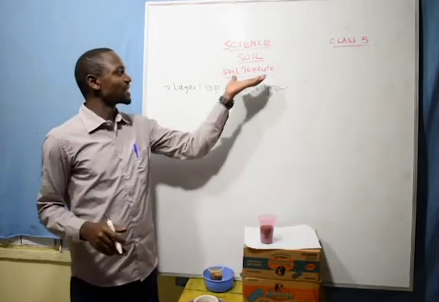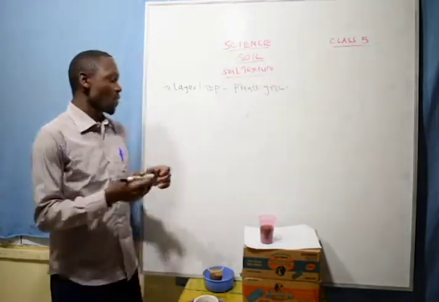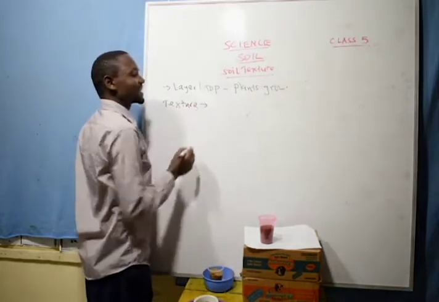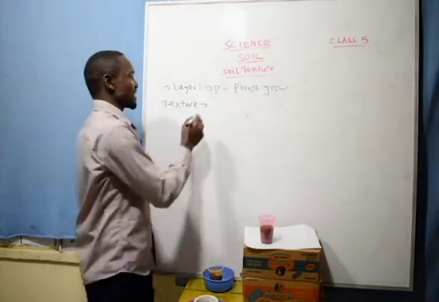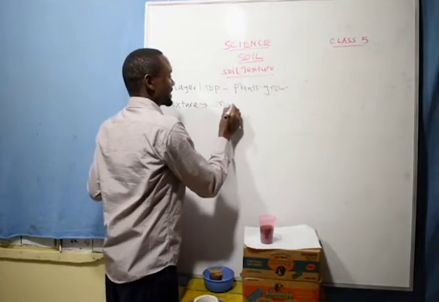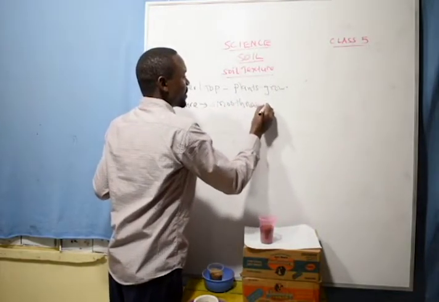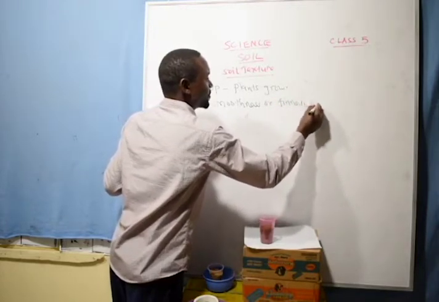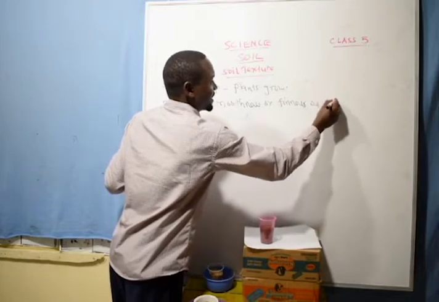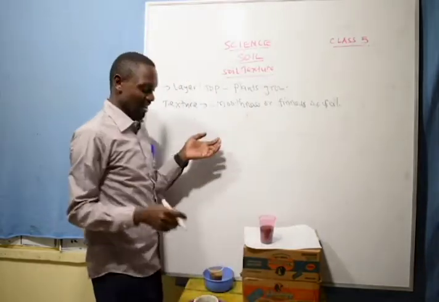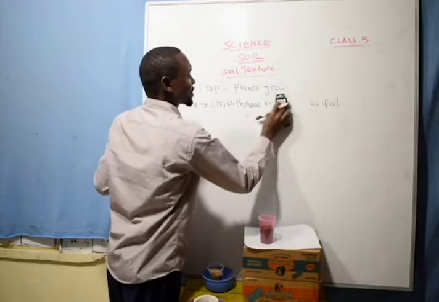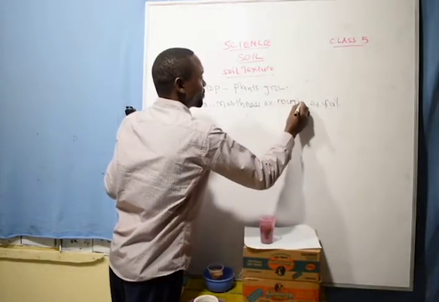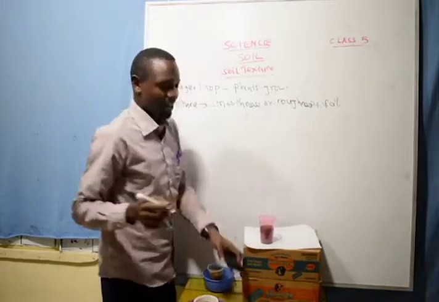Today I want us to look at soil texture. What is soil texture? Soil texture is the smoothness or fineness of soil. The smoothness or roughness of soil. Soil texture is given as either smooth or rough.